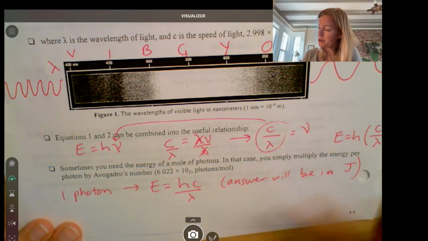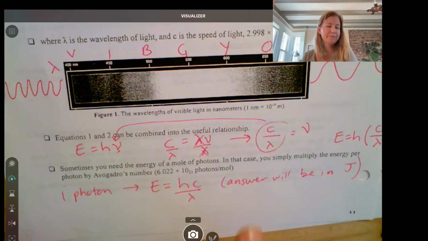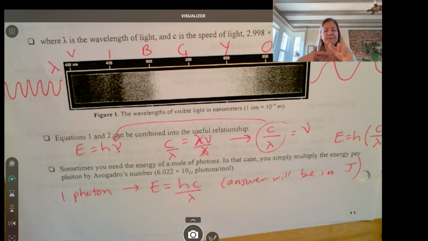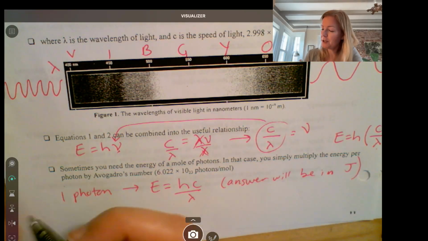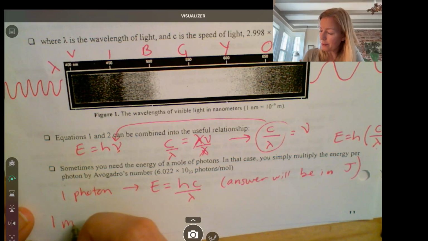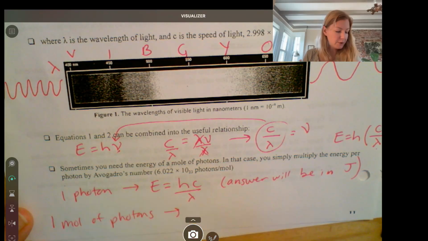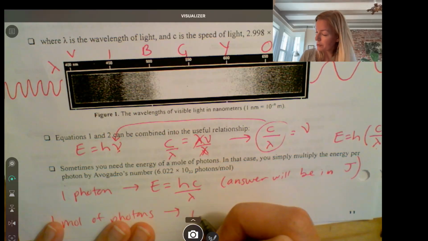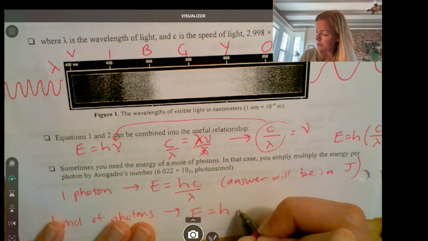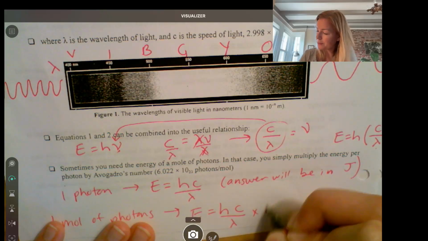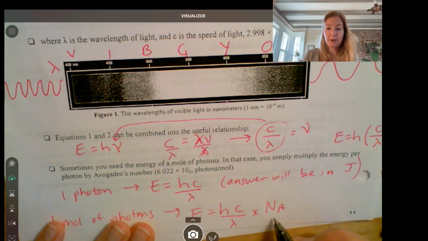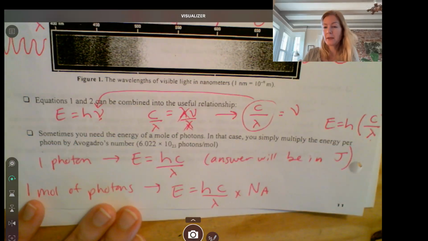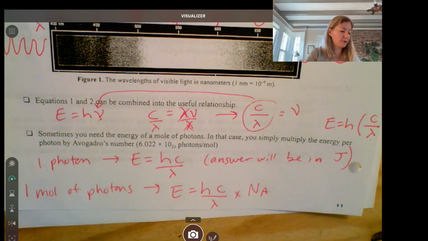You'll see when we do problems how all the units of measurement cancel out and you end up with just joules. If you needed to know the energy of a mole of photons, all you would do is energy equals hc over lambda, and you would multiply it by Avogadro's number. Na is Avogadro's number, which, if you forget, is on your reference sheet.